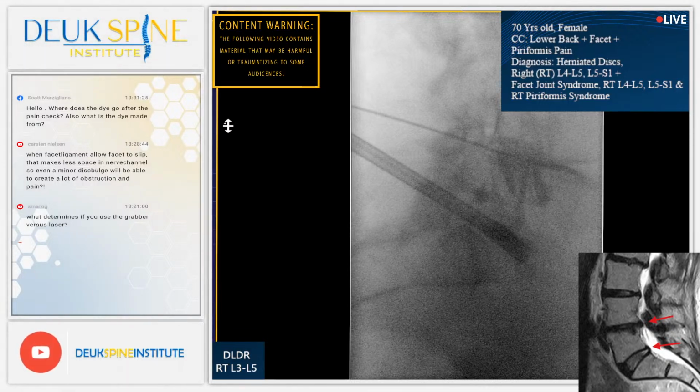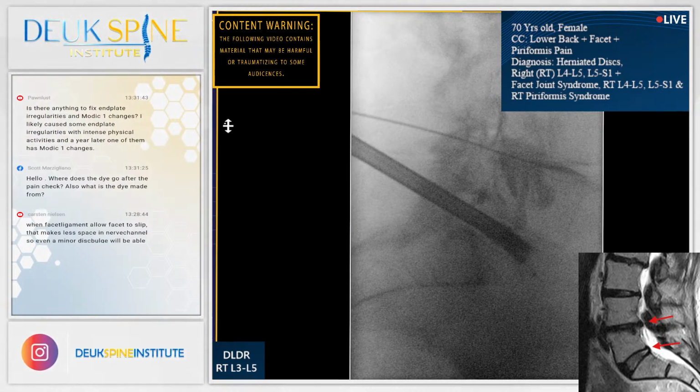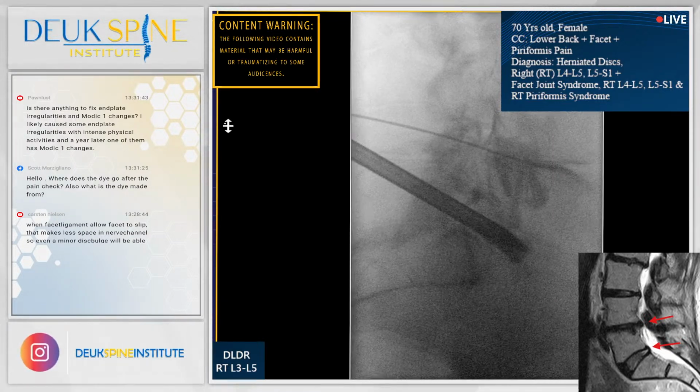Go ahead. First one from Karsten on YouTube says, when a facet ligament allows the facet to slip, that makes less space in the nerve channel. Does this mean that even a minor disc bulge will be able to create a lot of obstruction and pain? Yeah, so the nerve channel is not the cause of the pain. The nerve channel can pinch the nerve and cause what's called radicular symptoms down your leg from a pinched nerve.